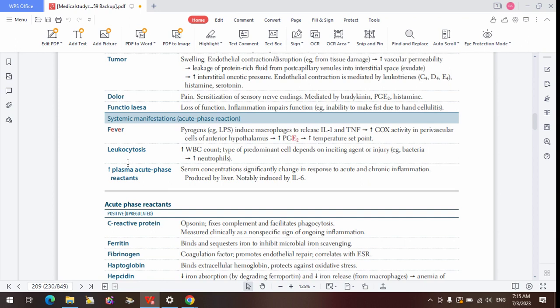Three things that we need to remember: fever, leukocytosis, and elevation of the plasma acute phase reactant. That's why in most settings of inflammation, we're always saying fever. Fever is one of the cardinal symptoms. Fever. Why? Let's say that there's a bacterial infection.